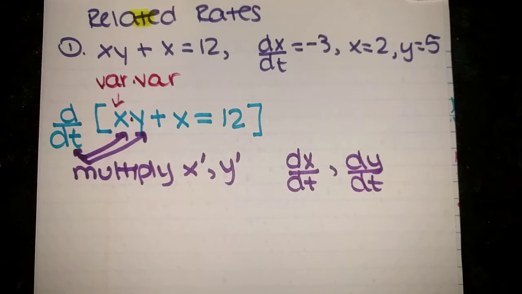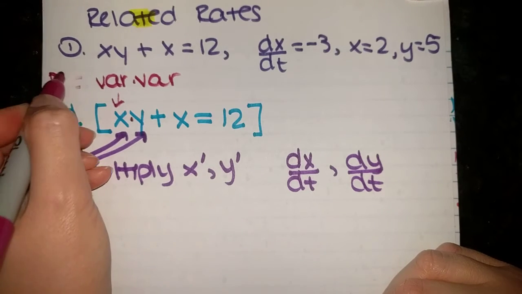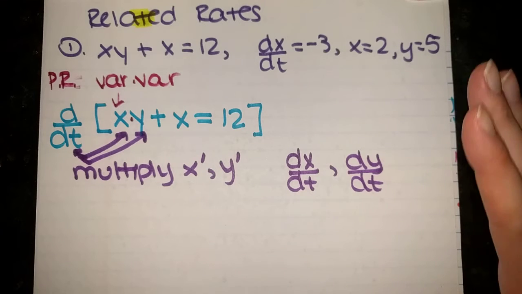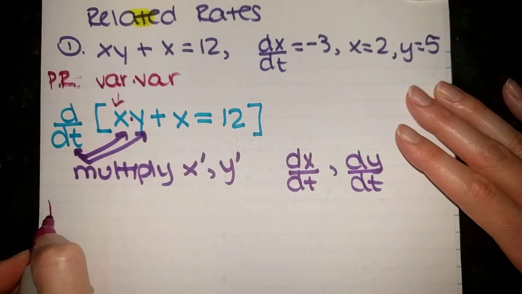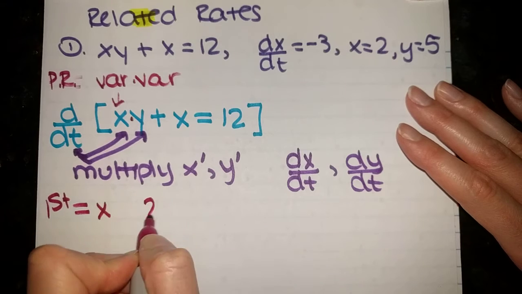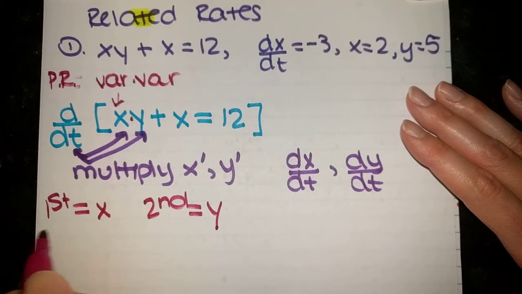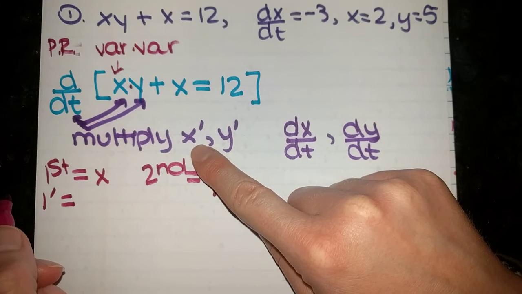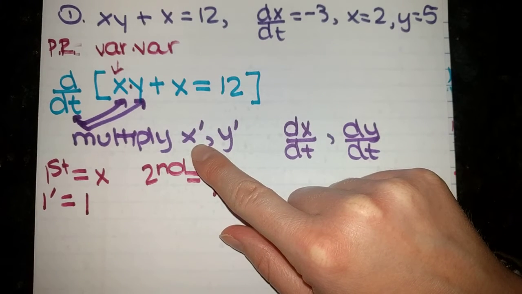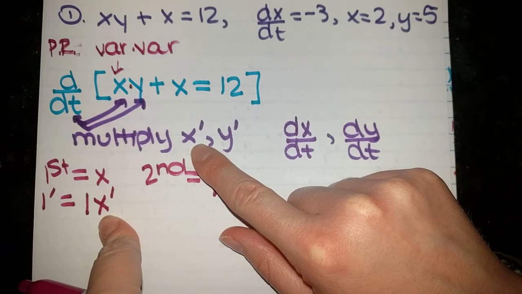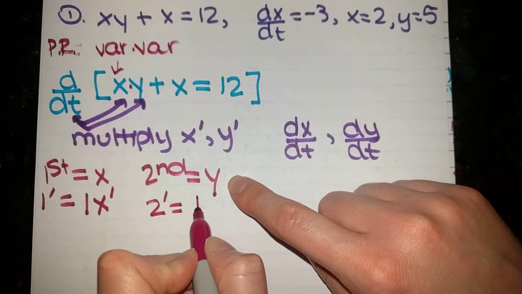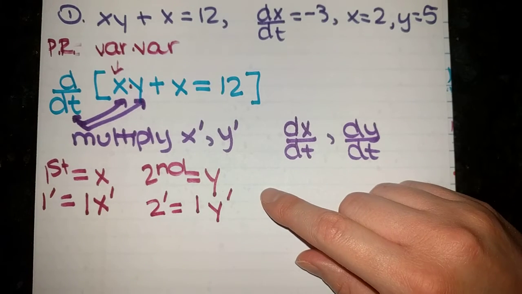So anytime you have a variable times a variable, you've got to go into the product rule. There's just no way out of this thing. Our first function will be x, and our second function will be y. When we take the derivative of x, we have to multiply by x prime. So yes, the derivative of x is 1, but then we multiply by x prime, or dx dt, and just say it's x prime. And for our second function, the derivative of y would be 1, and then we multiply by y prime.